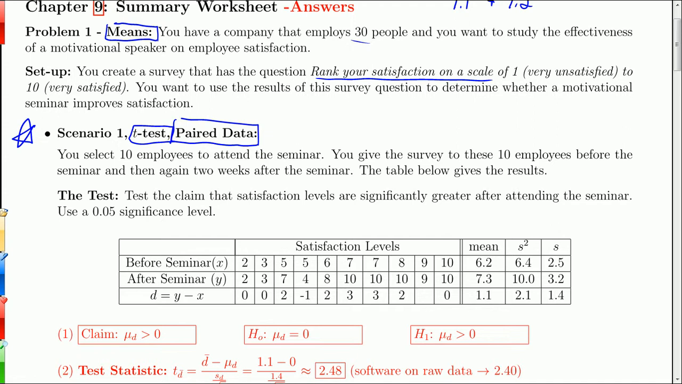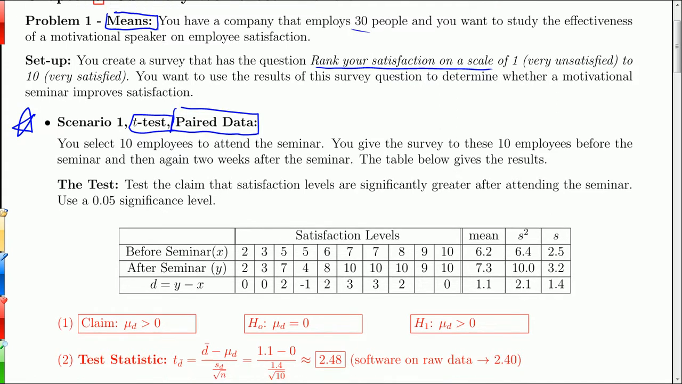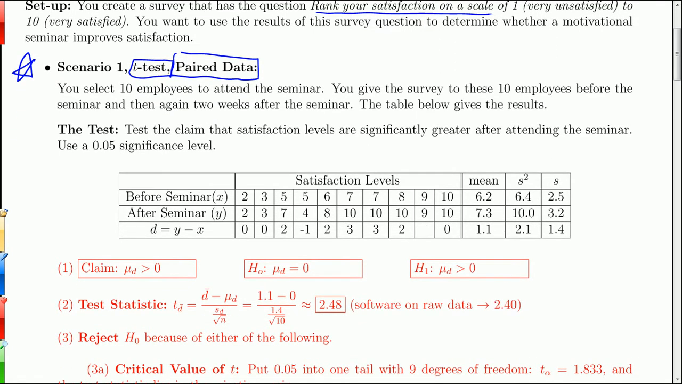So the first way we set this up is we take 10 employees to attend the seminar, randomly select 10 of them, and you give the survey to these 10 employees before the seminar, and then again 2 weeks after. And the table gives the results. So right here we have 10 employees, but they're in pairs. There's a before and after. So this is one employee. Before the seminar had a satisfaction level of 2, and after the seminar had a satisfaction level of 2, so nothing changed. So that's one employee.